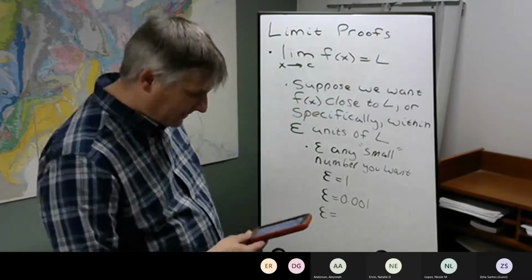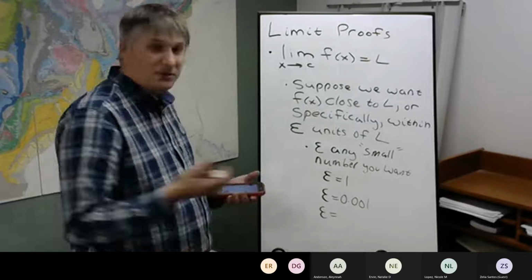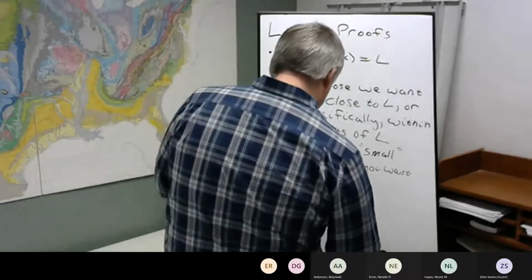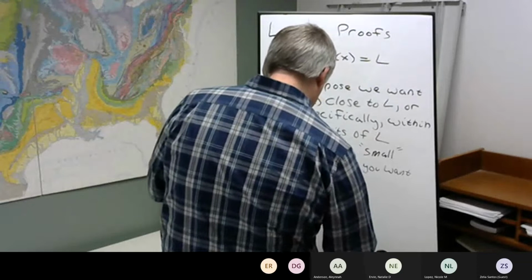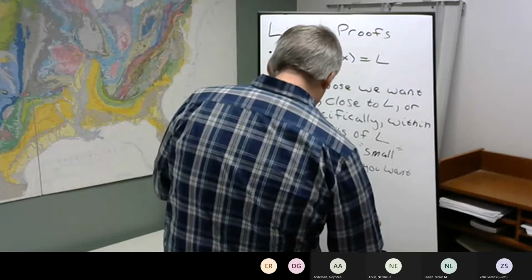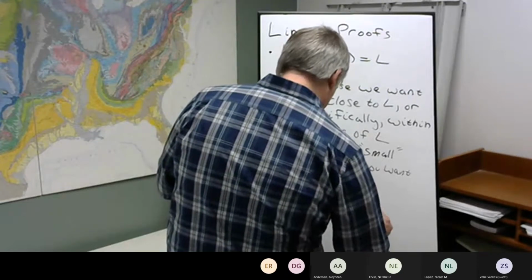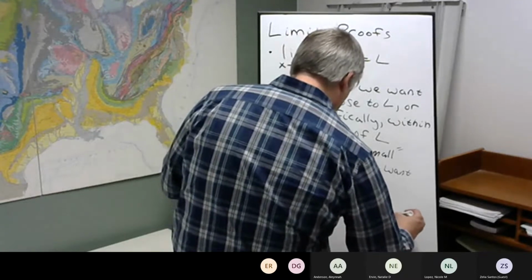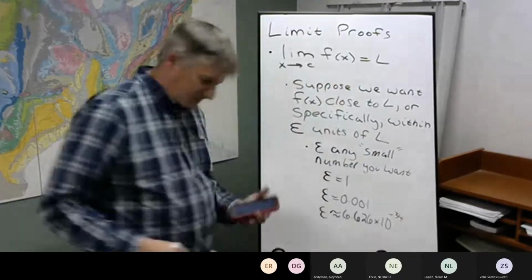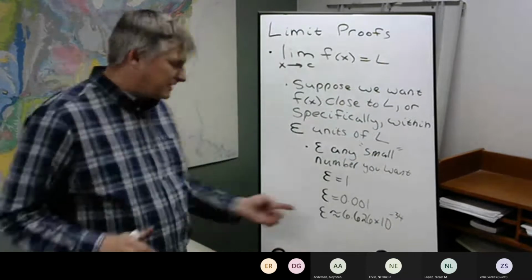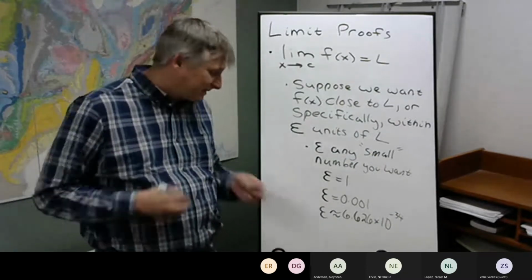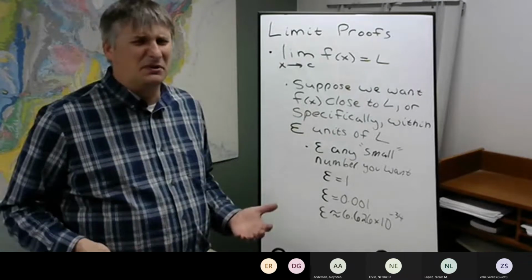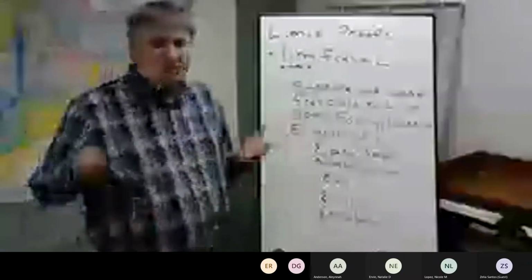You can make epsilon very small. If you take physics, you'll run into this. So about, we'll estimate 6.626 times 10 to the negative 34. That's a small number. That's Planck's constant, by the way. So, a very, very small number. The point is epsilon is just something really small.